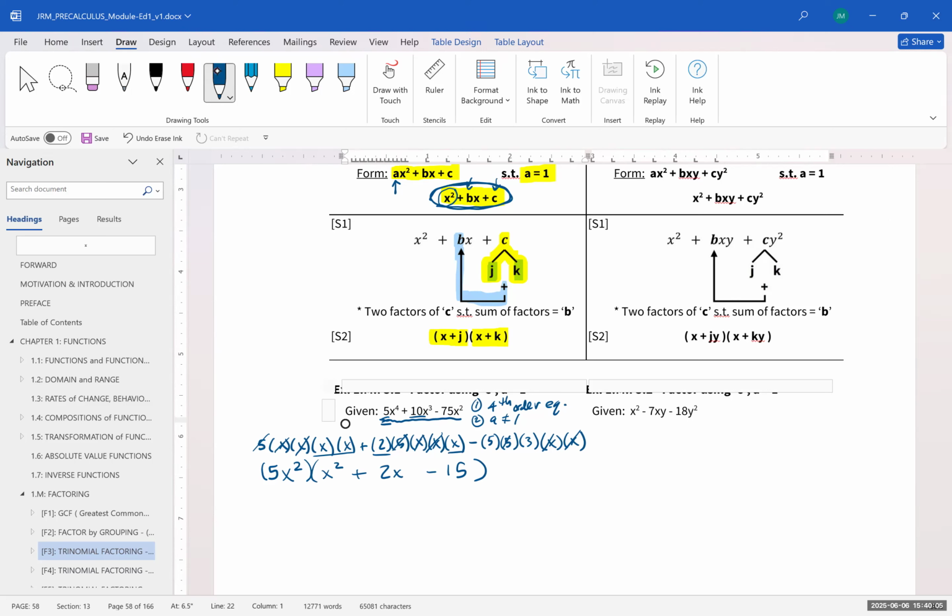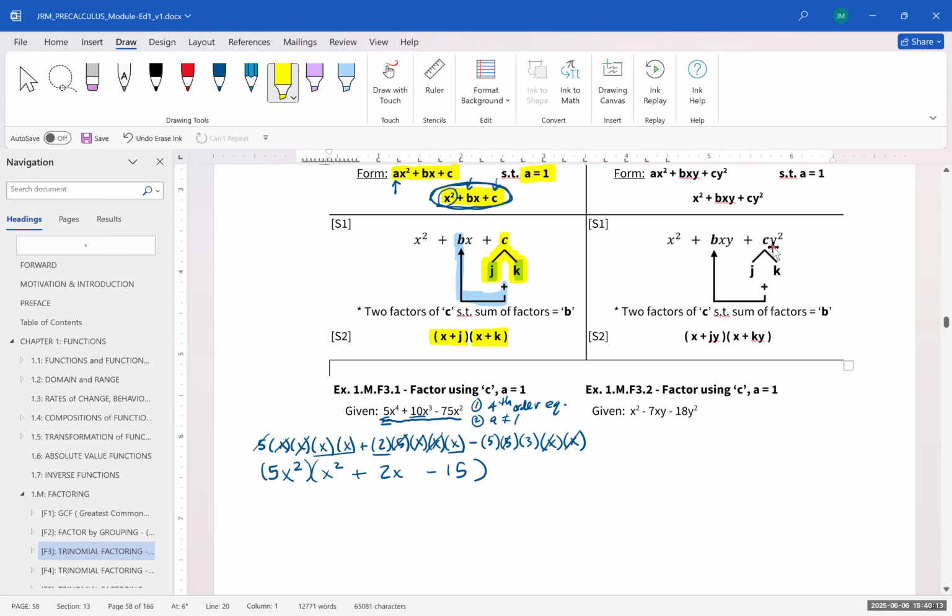So what we've succeeded in doing is we've taken this original fourth order equation here and we've factored it so that a part of it is factorable using this trinomial factoring form that we need. All right, so the challenge now is to try and find two factors of negative 15 that will add together to give us positive 2.